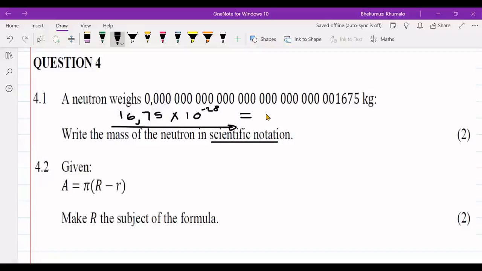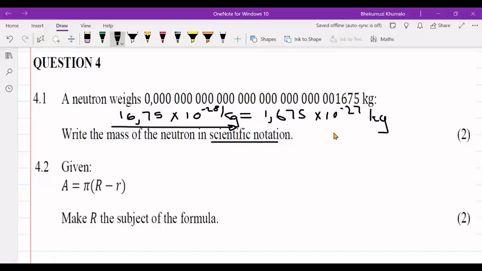Or you could have said it's 1,675 times 10 to the negative 27. It's still the same thing, kilograms, right? And these are kilograms. Okay. So basically you could have done it in those two ways.